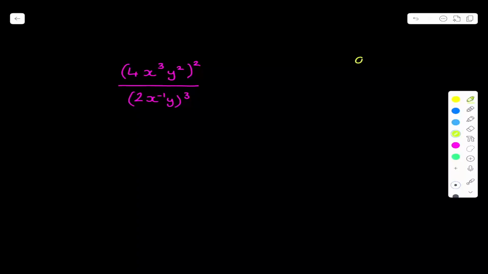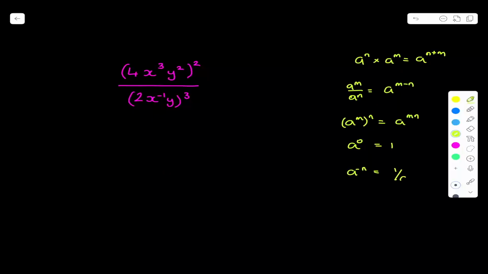So, indice rules that you may know. If you've got two indices and you're multiplying them, you could just add the indices. If you're dividing the indices, you could just subtract them. Another rule you need to know is if you've got brackets, you multiply out the indices. Anything to the power of 0 is 1. And if you've got a negative indice, you could write that as 1 over. So there are the indice rules that you could try to use to help you with this.